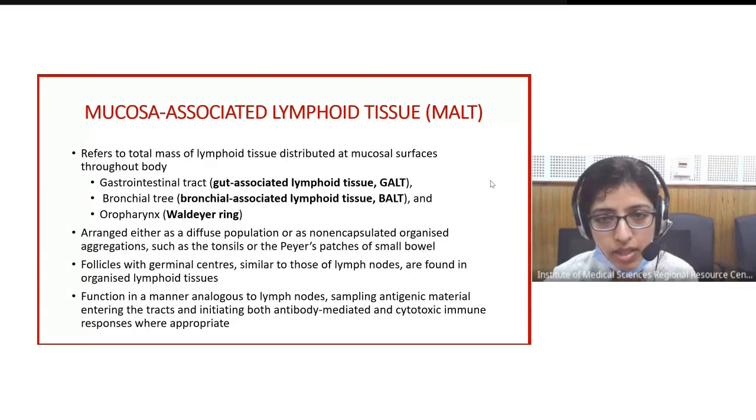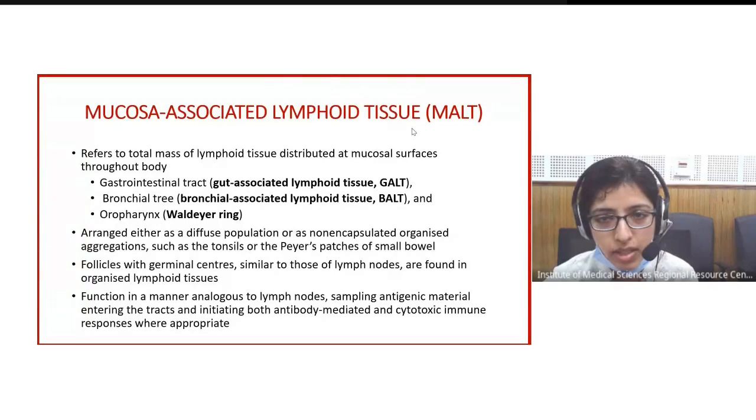So the lymphoid tissue is confined not only to the designated lymphoid organs, but it is actually distributed throughout the body, and the total lymphoid tissue that is distributed at the mucosal surfaces is called the mucosa associated lymphoid tissue. In my last lecture I had told you about the normal histology of the gastrointestinal tract that is made up of four layers, and we saw that the mucosa contains a lot of lymphoid cells and even the submucosa, and at places like in the ileum, they are aggregated into masses which are called Peyer's patches.